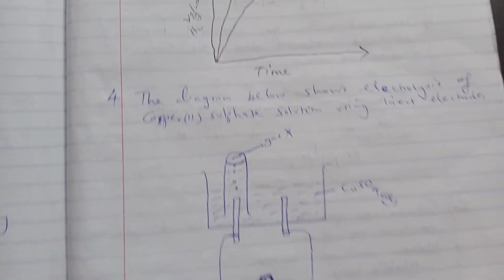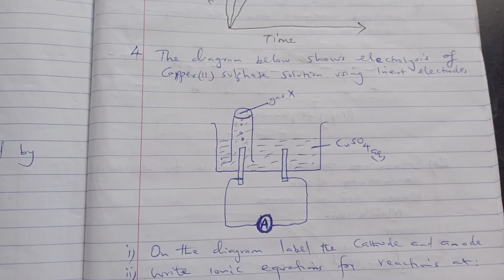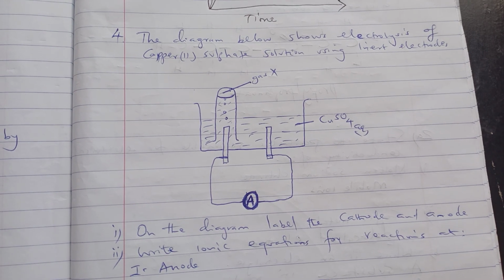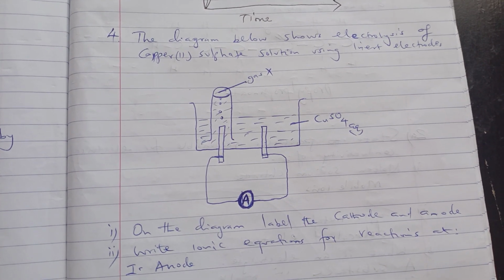Then we go to question 4. Question 4 says what? The diagram below shows electrolysis of copper 2 sulfate using inert electrodes.